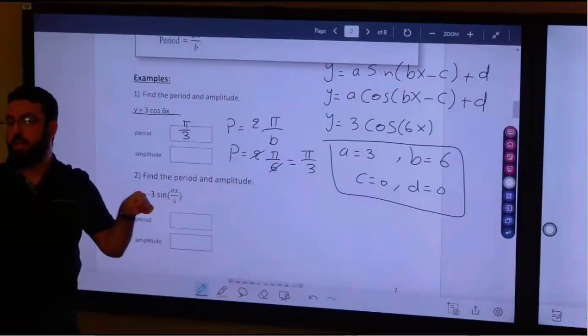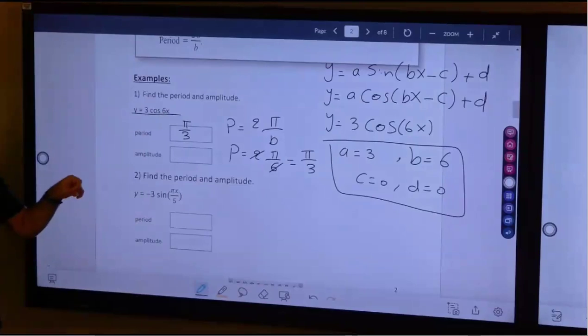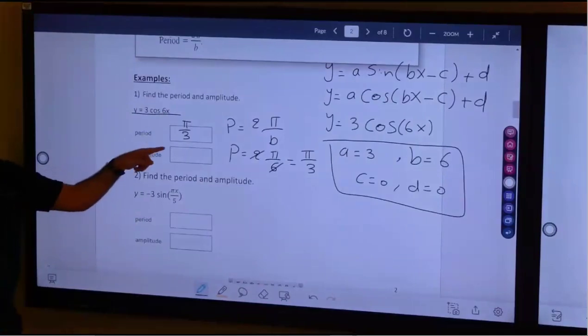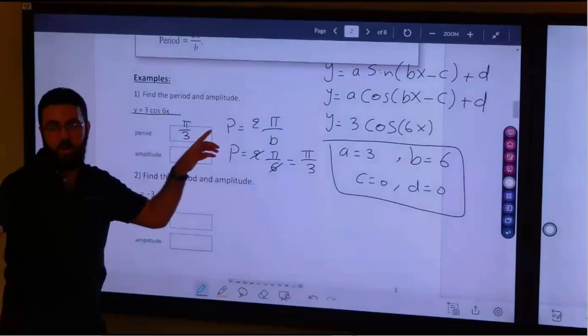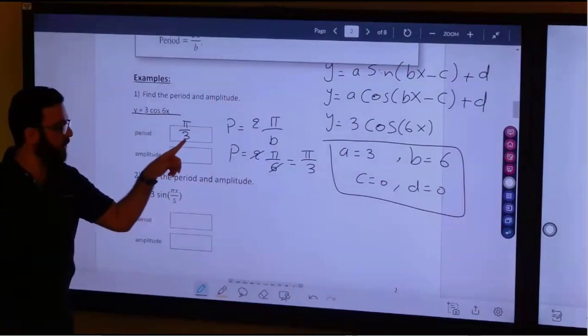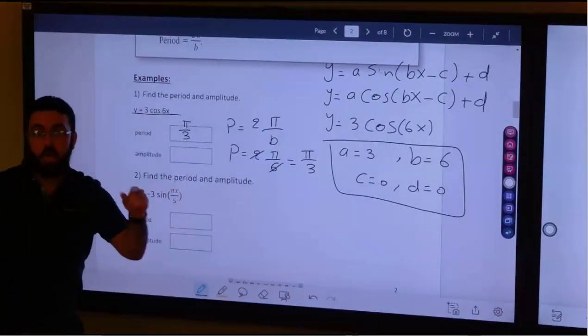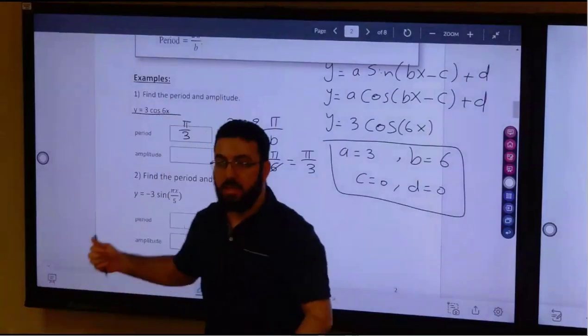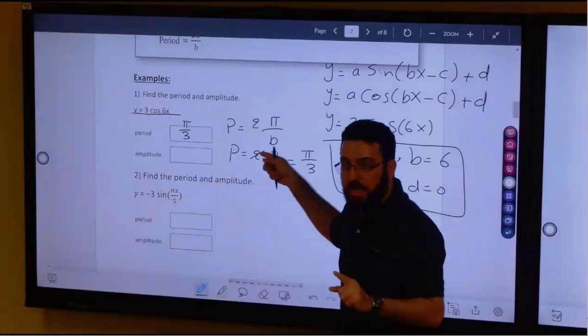Go ahead. Could you draw the period, like how it would look? For this one, yeah, not now. Okay, we're going to graph it. I'm going to show you.